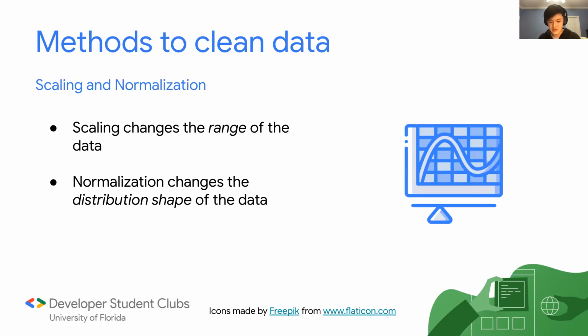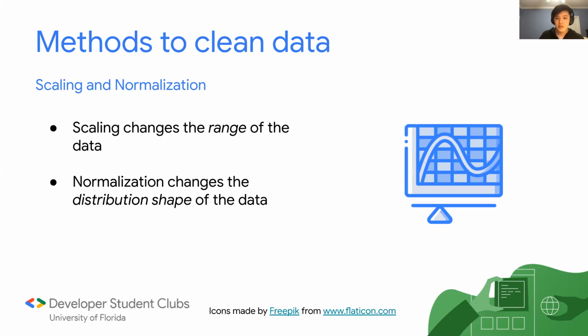Another technique in dealing with data is to scale or normalize it. So for scaling and normalization, these two methods help transform the values that you need into more helpful properties. An important distinction is that scaling changes the range of the data and normalization changes the distribution shape.